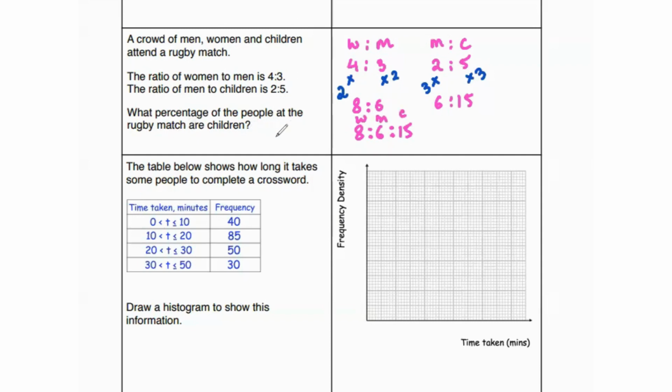What percentage of the people at the rugby match are children? That's going to be 15 over the total in the ratios, 8 plus 6 plus 15, and we multiply this fraction by 100, and that's going to give us 51.72%. That is your percentage of people at the rugby match that are children.